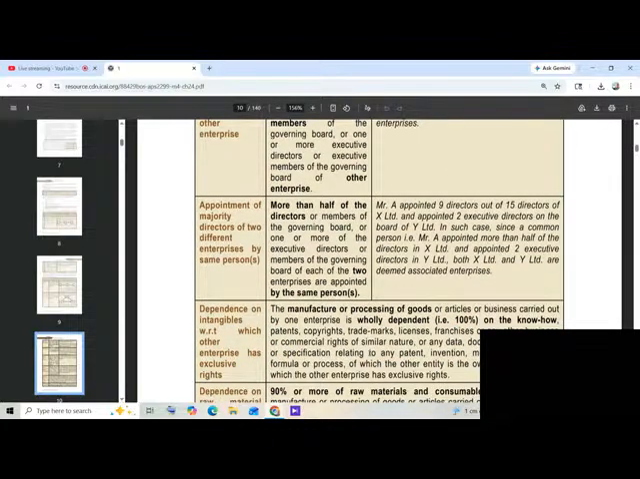Appointment of majority of directors of two different enterprises by the same persons. More than half of the directors or members of the governing board, or one or more of the executive directors or members of the governing board of each of the two enterprises are appointed by the same persons. Example: Mr. A appointed 9 directors out of the 15 directors of X Limited and appointed two executive directors on the board of Y Limited. In such a case, since a common person A appointed more than half of the directors and appointed two executive directors in Y, both X and Y are deemed AEs.